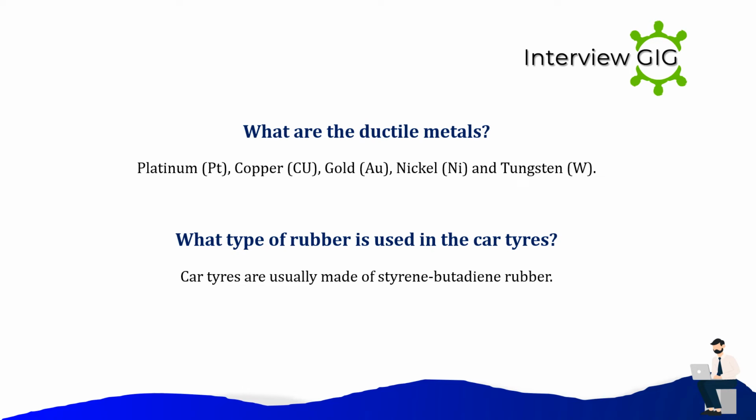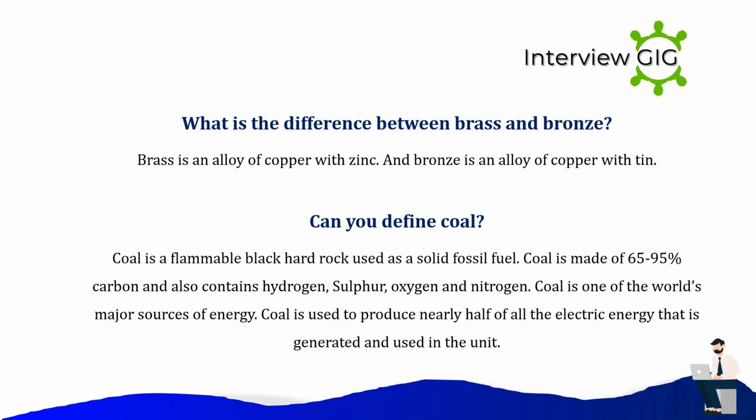What type of rubber is used in car tires? Car tires are usually made of styrene butadiene rubber. What is the difference between brass and bronze? Brass is an alloy of copper with zinc, and bronze is an alloy of copper with tin.